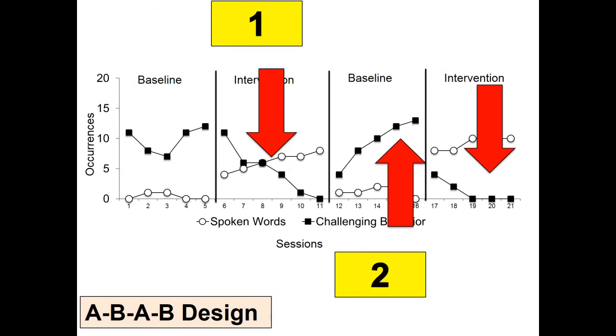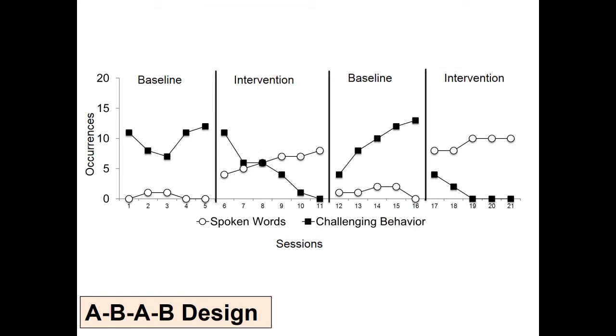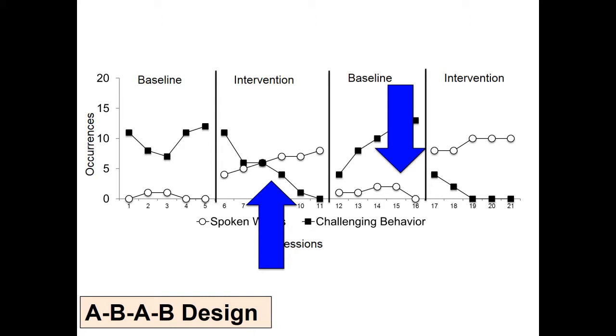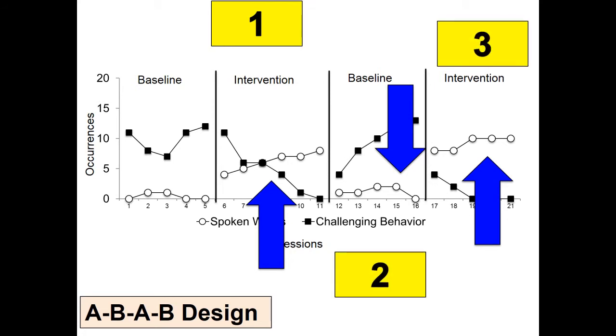As such, we have 3 opportunities to demonstrate behavior change at 3 different points in time, and thus have a functional relation between the intervention and challenging behaviors. If we look at spoken words, we see that spoken words immediately increased with the introduction of the intervention, decreased with the withdrawal of the intervention or the reintroduction of the baseline condition, and increased again in a similar pattern with the reintroduction of the intervention. Thus, we have 3 demonstrations of behavior change at 3 different points in time and can conclude that there's a functional relation between the intervention and spoken words.